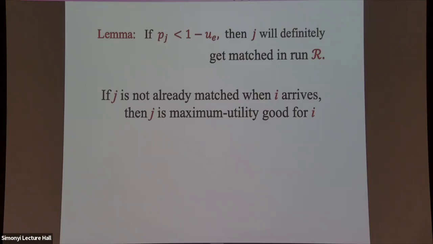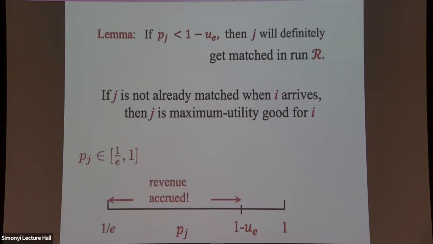Is that okay? Can you please recall the definition of RJ? RJ is PJ if J is matched, and 0 if it's not matched. So PJ lies in this range. And what I'm saying is that whenever PJ lies in the range 1 over E to 1 minus UE, J is definitely matched. Therefore, revenue is accrued in J. How much revenue? PJ amount of revenue, right?